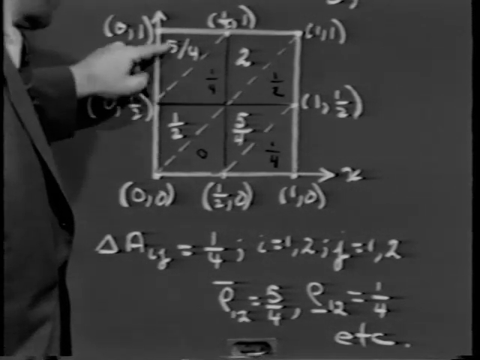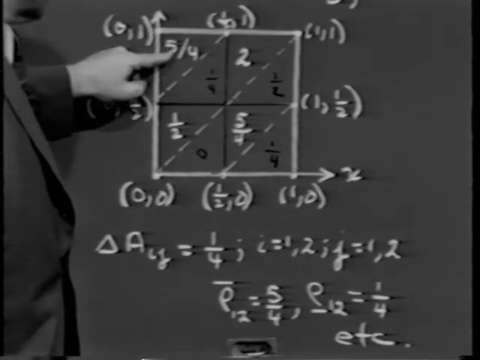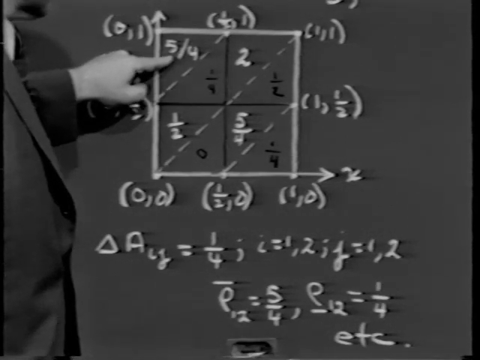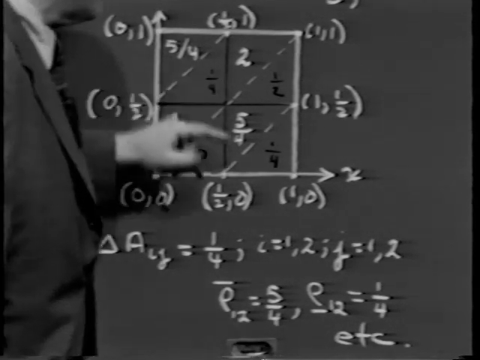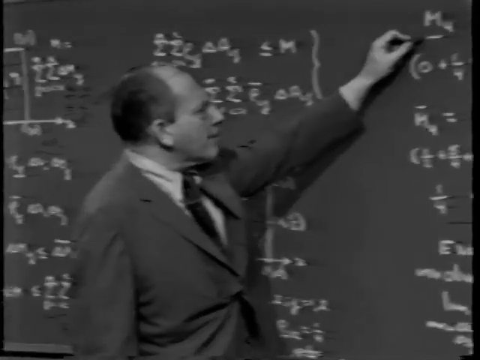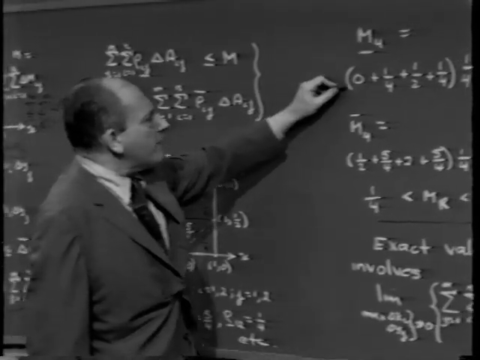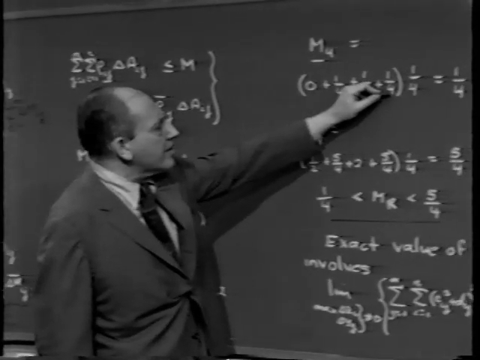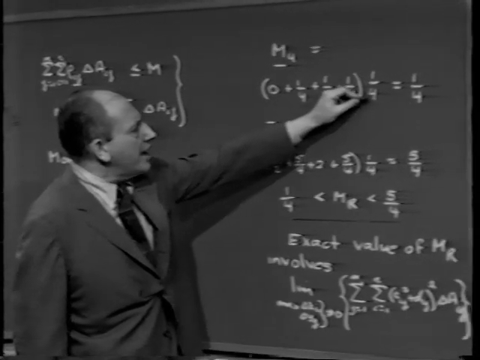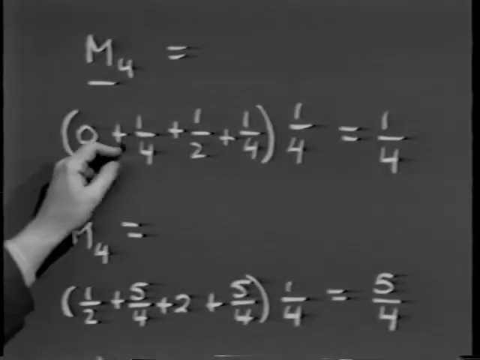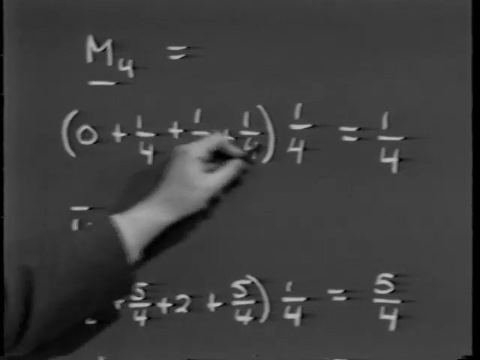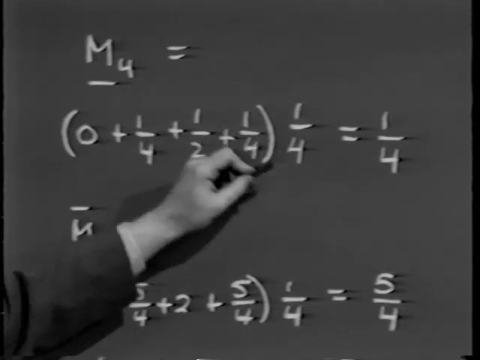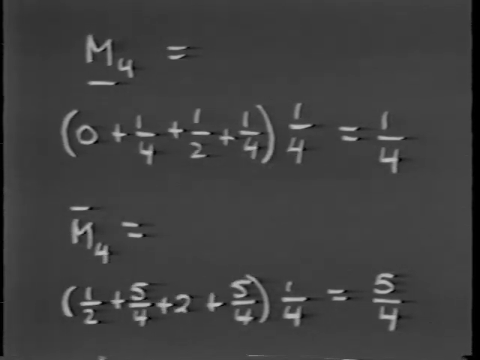At any rate, what I'm saying is if I now take the fact that for constant density, the mass is the density times the area, a lower approximation to my mass is obtained by adding up all of my constant densities and multiplying by the area. In other words, 0 times a quarter plus a quarter times a quarter plus a half times a quarter plus a quarter times a quarter. That sum comes out to be 1/4.